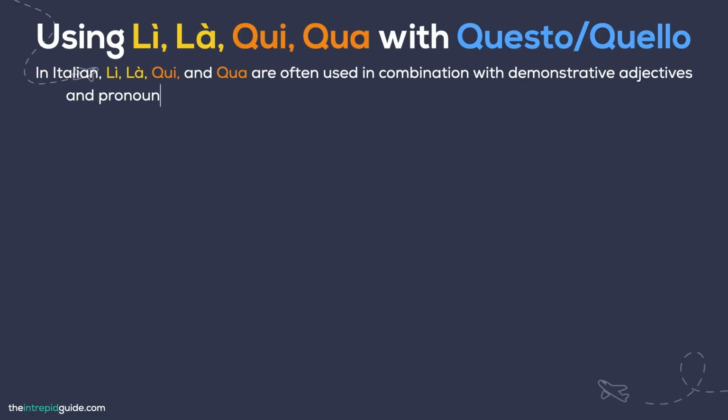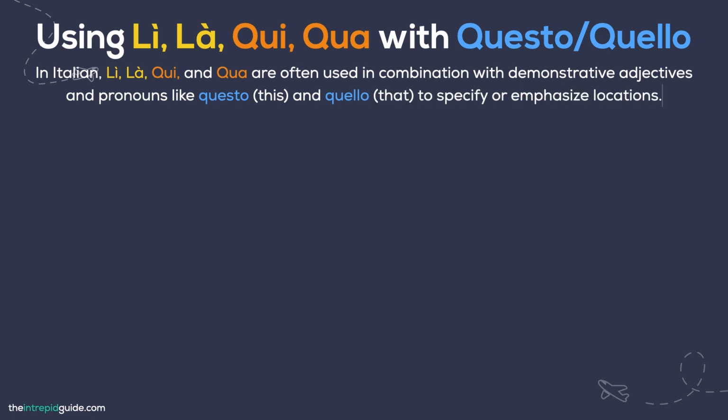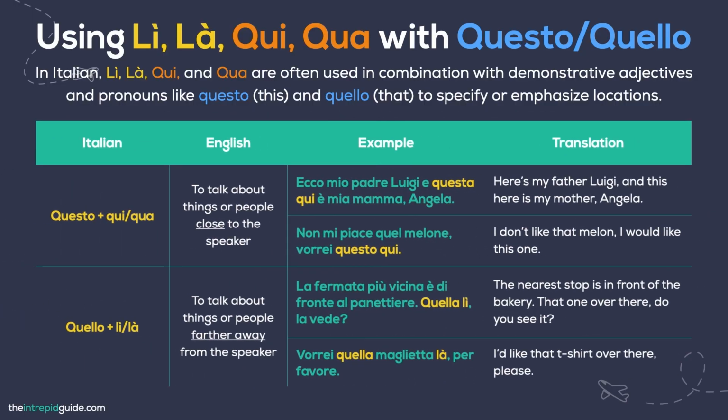Now in Italian, lì, là, qui and qua are often used in combination with demonstrative adjectives and pronouns like questo, meaning this, and quello for that, to specify or emphasize locations. Here's a simple guide on how to use these combinations. Questo più qui, qua. Now use this to talk about things or people that are close to the speaker.